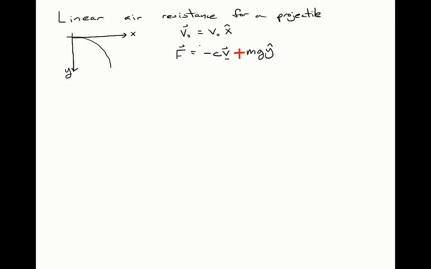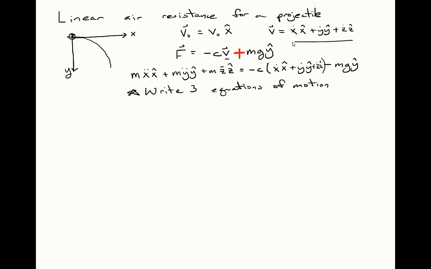So what does our equation come out to? Velocity can be written as x dot x hat plus y dot y hat plus z dot z hat. When we plug that in for our velocity, we get this. So I want you to go ahead and write out your three equations of motion, one for each component: one from the x hat components, one from the y hat components, and one from the z hat components. Go ahead and try those out.